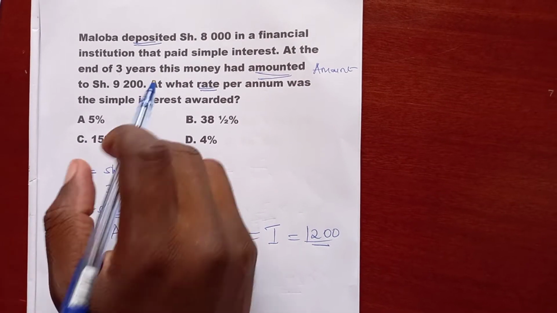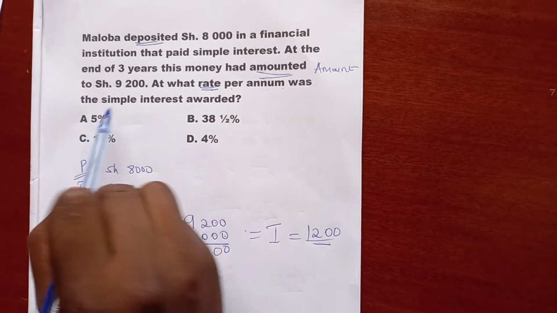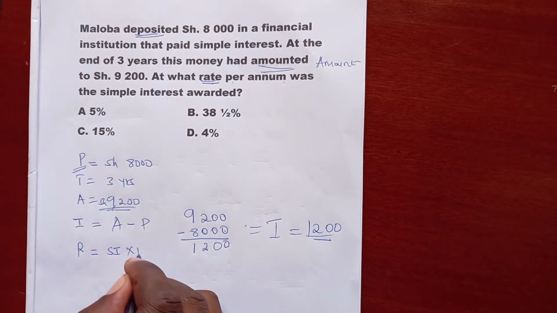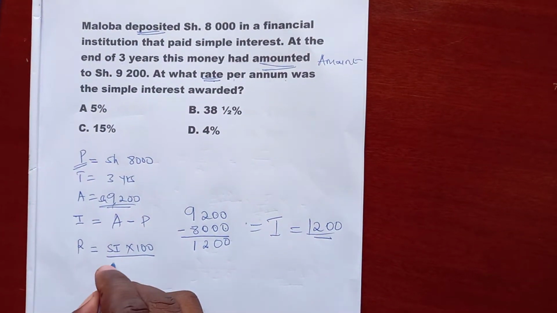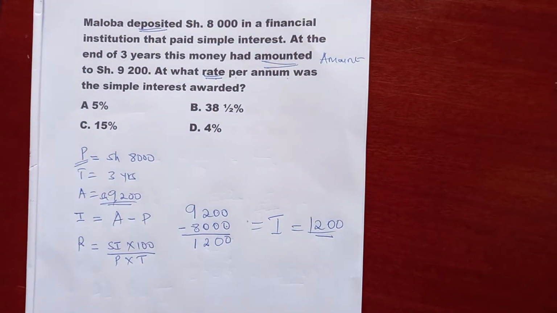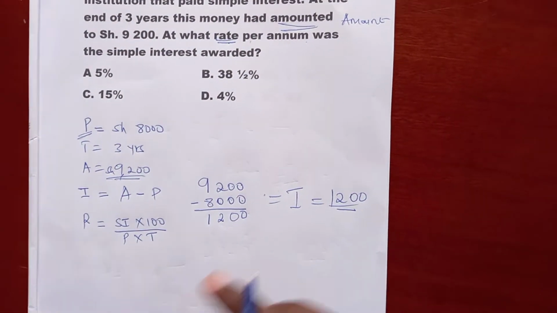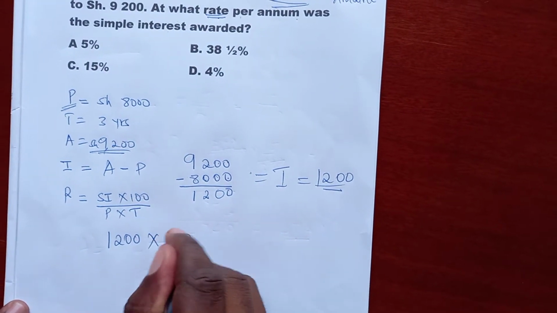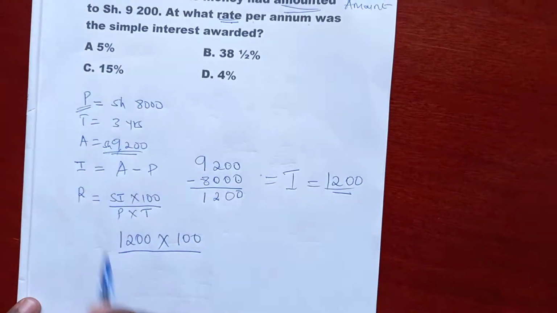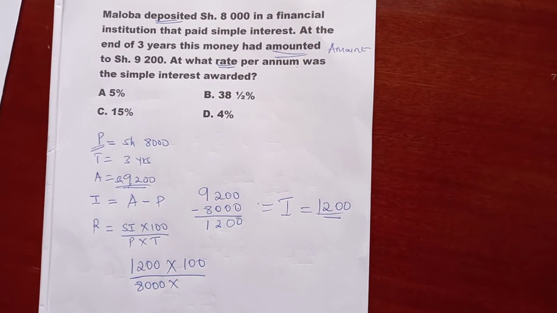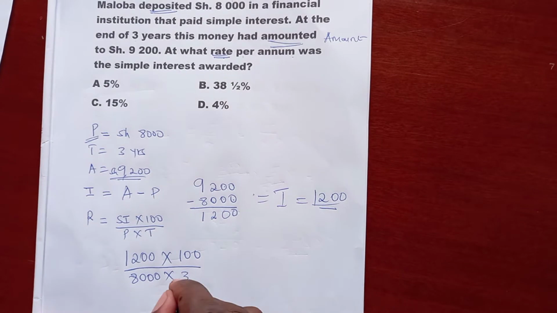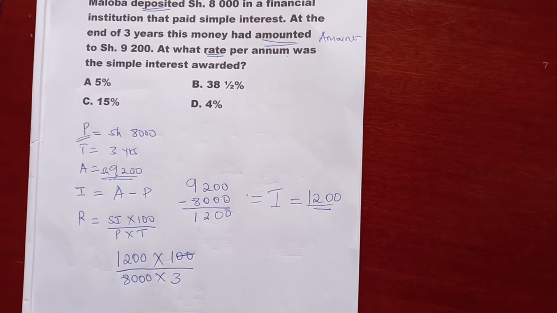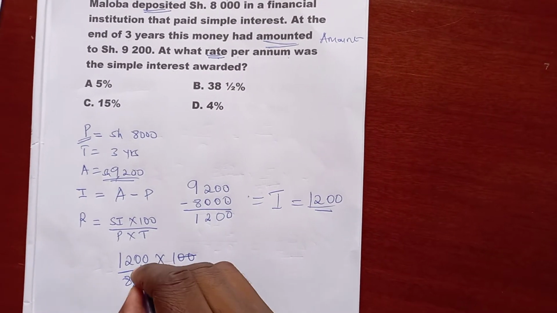What is the question asking? At what rate per annum was the simple interest awarded? Rate is equal to simple interest times 100 over principal times time. So we take our figures. Interest 1,200 times 100 over principal 8,000 times time 3 years. Cancel where possible. So we have 2 zeros cancel 2 zeros. That 0 cancels with that 0.